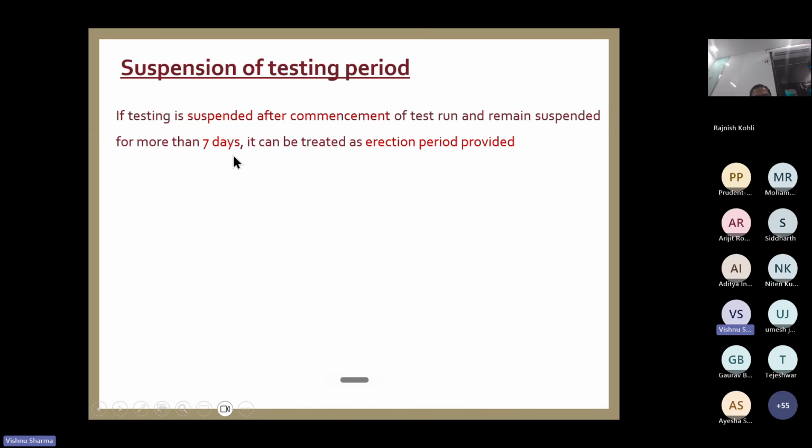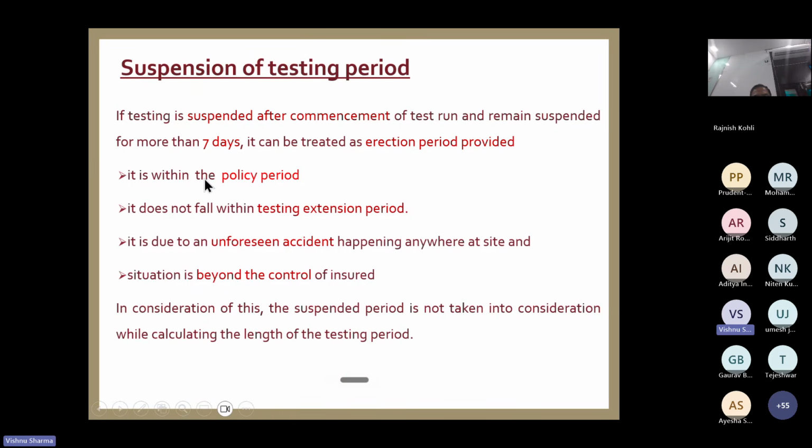Unless it remains suspended for more than 7 days, nothing is done. अगर 3 दिन के लिए suspend हुआ, nothing can be done. But if the suspension period is more than 7 days, continuous, not interrupted, continuously 7 days, then it can be considered as erection period. 7 दिन से ज्यादा काम रुक गया, तो फिर टेस्टिंग पीरियड आपका एग्जॉस्ट नहीं होगा. It will remain intact, provided it is within the policy limit. It does not fall within the testing period extension.